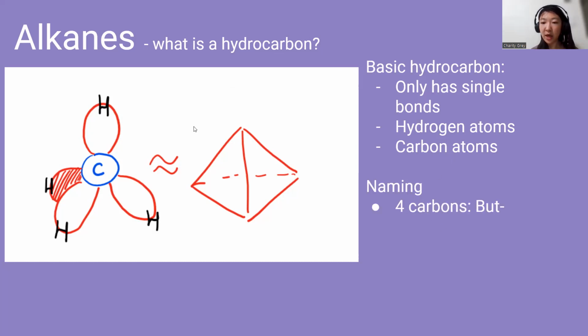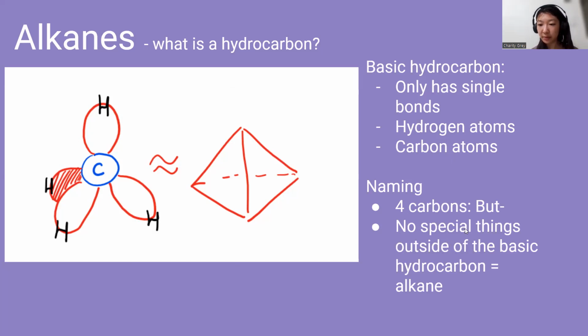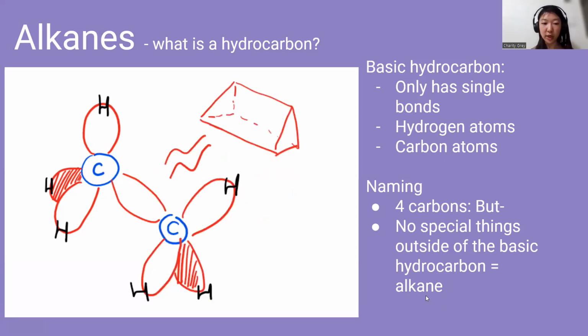And so for naming, if you have 4 carbons, it's butene. There's nothing special about the basic hydrocarbon or alkane. The basic hydrocarbon, right? Single bonds, hydrogen and carbon atoms, that is what is called an alkane. And we use that because we see alkanes a lot, and so we use shorthand.